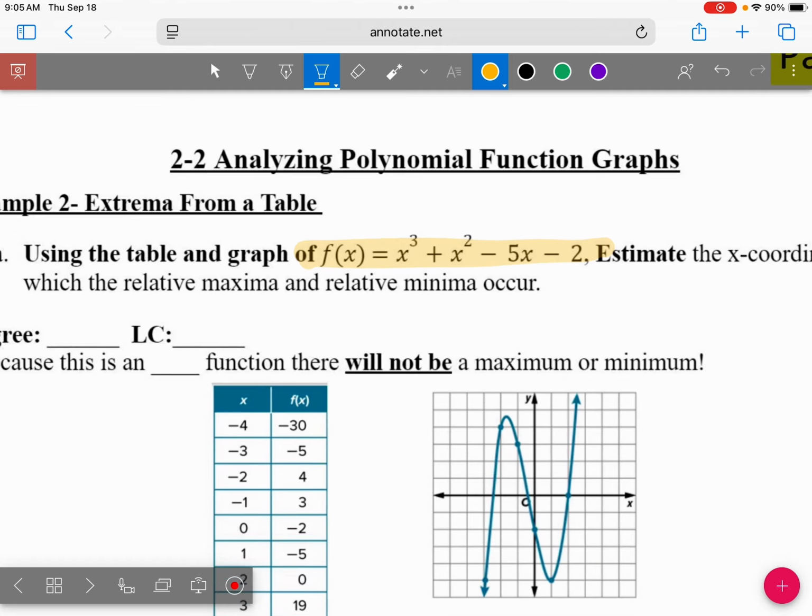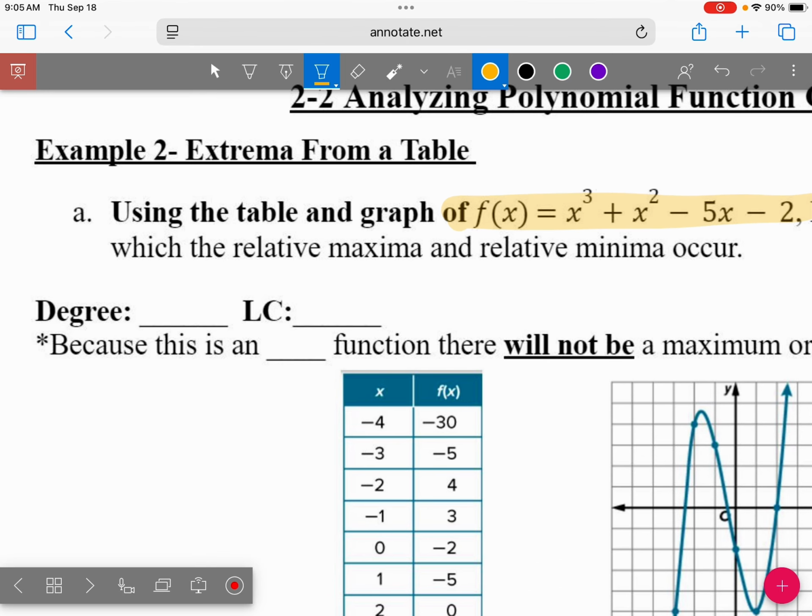What's the degree? What's the highest exponent in that equation that I highlighted in yellow? 3. So that would be my degree. The leading coefficient is the first number. 1. Because it's positive, I'm just going to put a plus sign. That's really all I care about. Is it positive or negative? I don't really care what the number is. I just need to know if it's positive or negative.